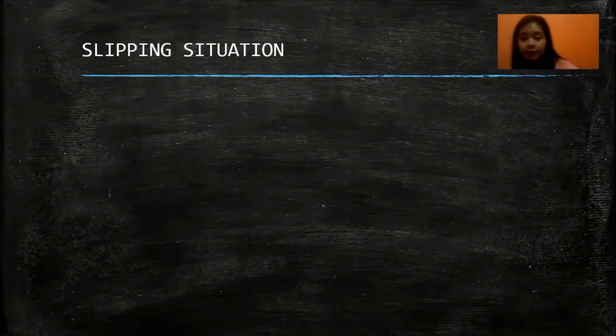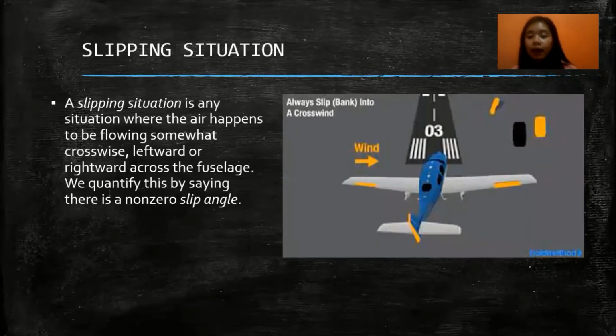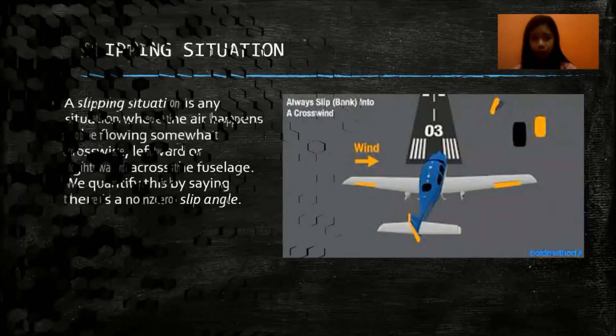So, dito naman tayo sa slipping situation. So, a slipping situation is any situation where the air happens to be flowing somewhat crosswise, leftward or rightward across the fuselage. So, we quantify this by saying that there is non-zero slip angle. So, kagaya nung sa picture, yung wind is somewhat crosswise siya. Leftward or rightward, pwede. Basta yung wind ay crosswise direction.